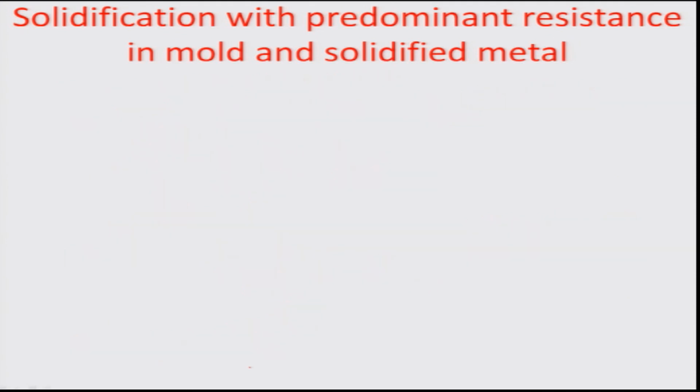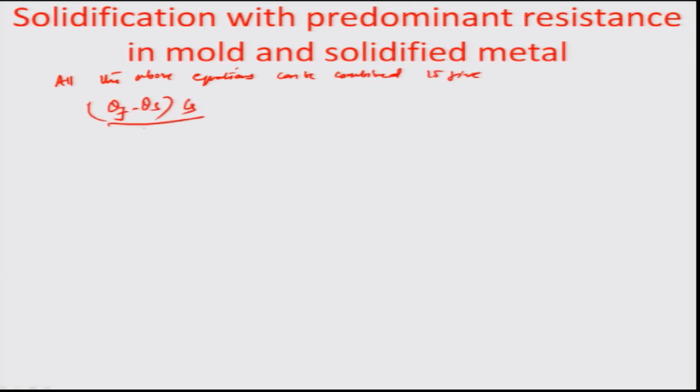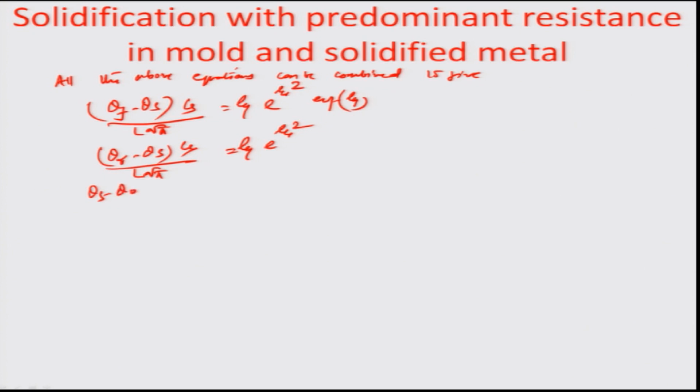So, all the above equations can be combined to give theta f minus theta s times C s by L root pi equals zeta e to the power zeta square error function zeta, in a similar manner as I had solved earlier, and also theta infinity minus theta s times C s divided by L root pi should be equal to zeta e to the power of zeta square, and theta s minus theta 0 by theta infinity minus theta s comes out to be equal to k s rho m C s divided by k rho c to the power of half, which is actually equal to a constant phi as in this particular case.